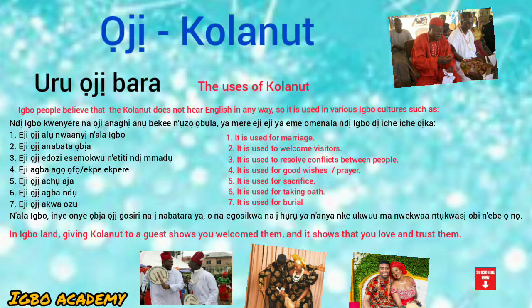Oji adịghị anụ bekee means that Igbo people believe that the Kolanut does not hear English. It does not hear English language in any way. So it is used in various Igbo cultures that will be listed below. Whenever you come to an occasion where the Igbo people are gathered, or they are gathered with other tribes, they must pray using the Kolanut in Igbo language.